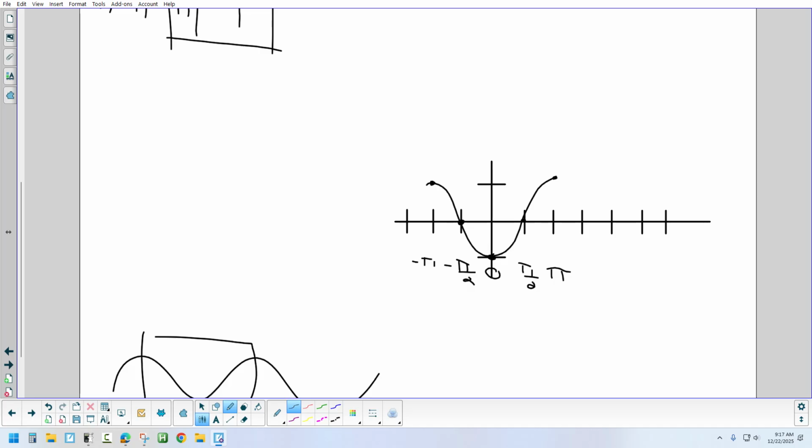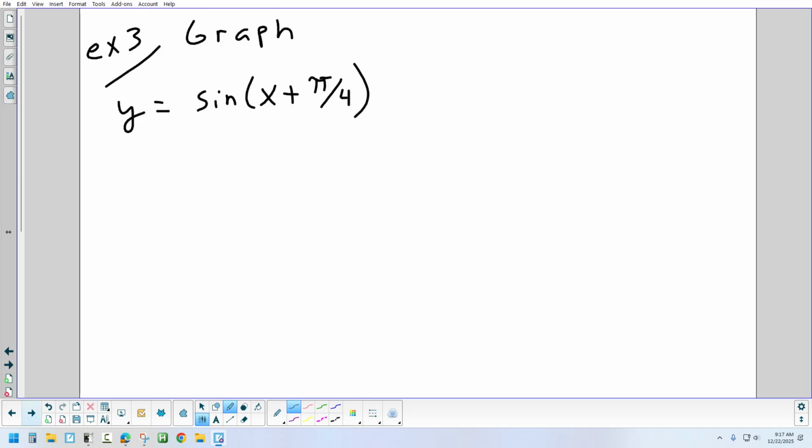Okay. So that's all we're going to be doing. We're just going to try shifting some up, down, left, right, and then some stretches. All right, let's try this one. Okay, this will be our last horizontal shift, then we'll do some vertical.